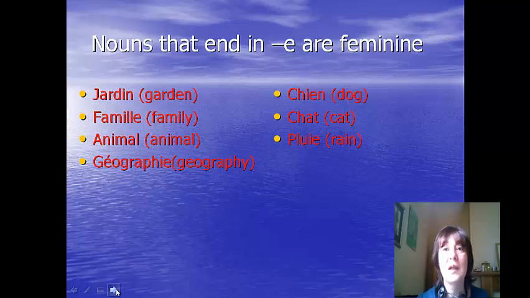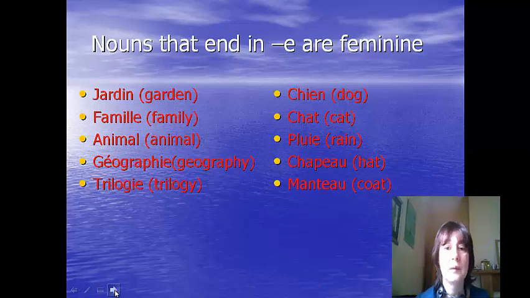Géographie does end with an E, it's feminine. Chapeau doesn't end with an E, it's masculine. Trilogie does end with an E. Manteau doesn't end with an E, it's masculine. Neurologie does end with an E, it's feminine. Assiette does end with an E, it's feminine.